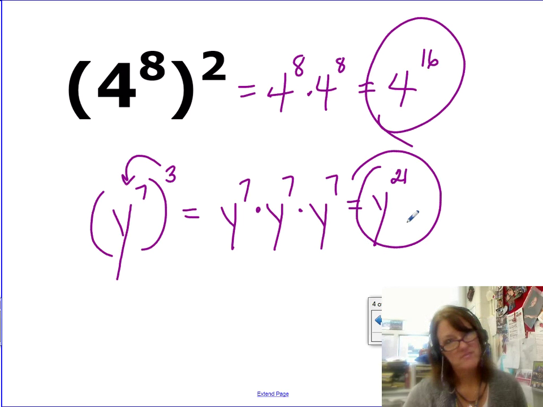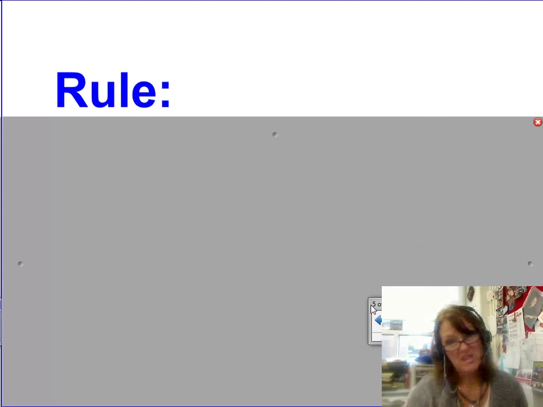There you go. All right, you've seen 4 examples. Do you see a pattern that's going to lead to us writing a rule? Let's go back and look at them.